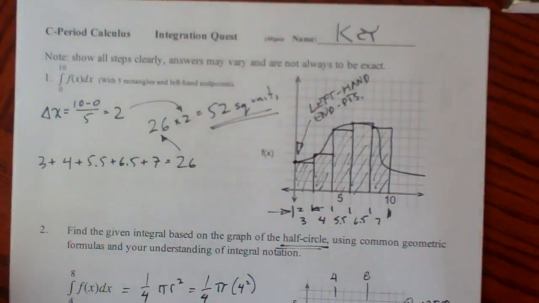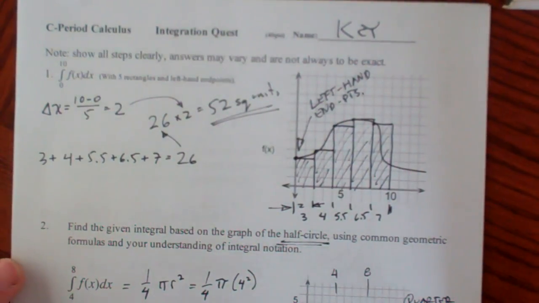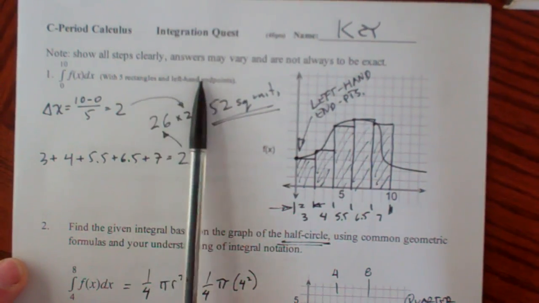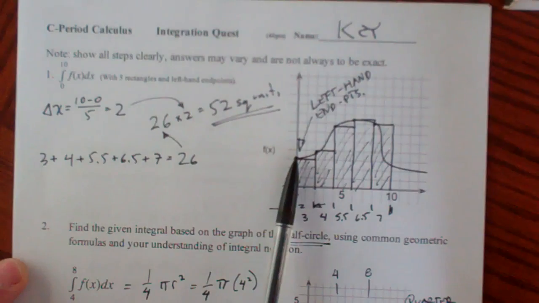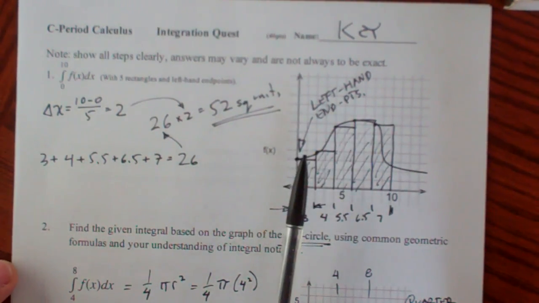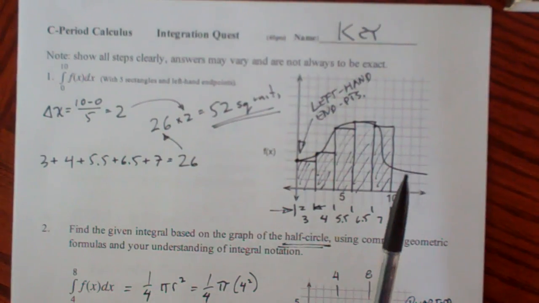Okay, I'm going to get this answer key from the very beginning here. We are asked to find this integral using 5 rectangles with left-hand endpoints. So the function's a little bit hidden now by my drawing, but it is a function. It passes the vertical line test.